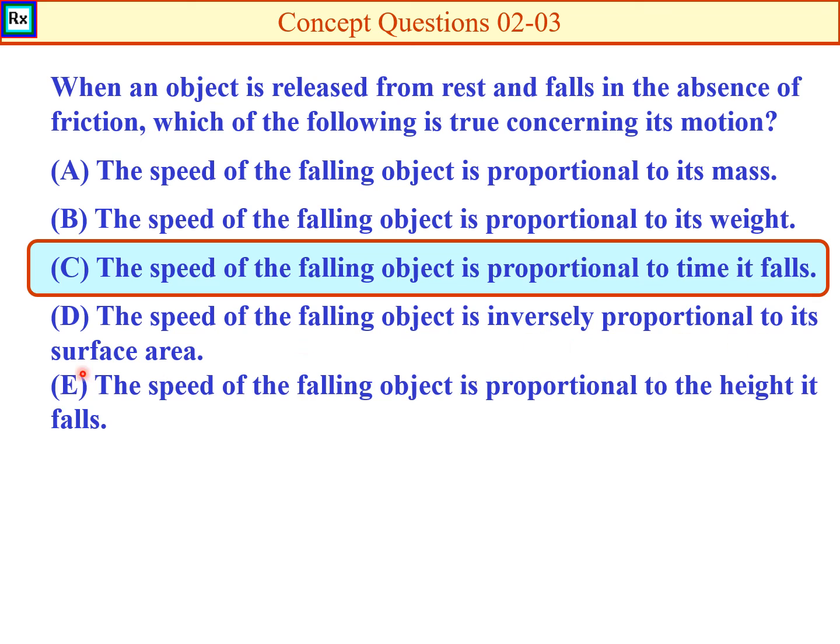It's inversely proportional to the surface area. That's not true, because the surface area has nothing to do with an object that's falling, as long as there's no air resistance. And then, the speed of the falling object is proportional to the height. It's actually not; there's going to be a square root in there between the speed and the height. So the speed squared would be proportional to the height. So that's why that one's incorrect.